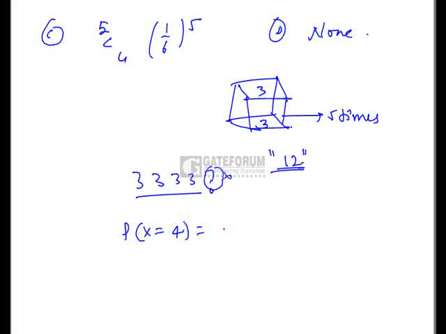We'll use the binomial theorem here, and the number of throws here is 5. And what do we need?